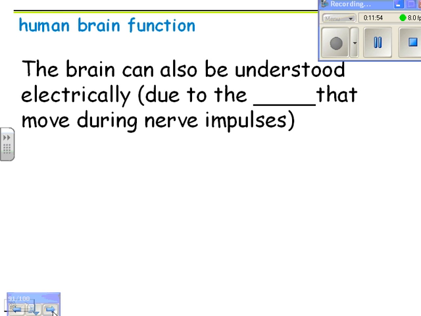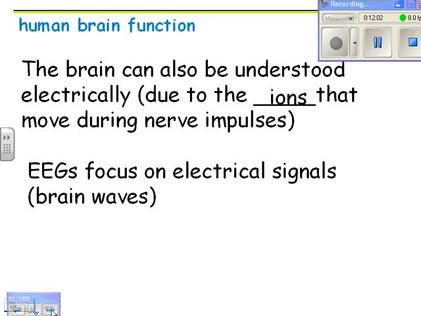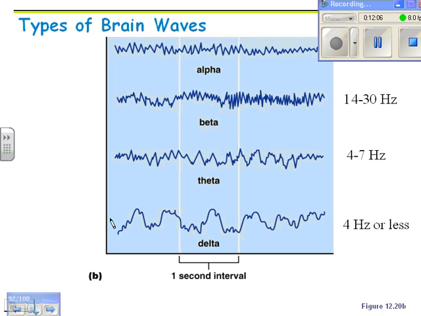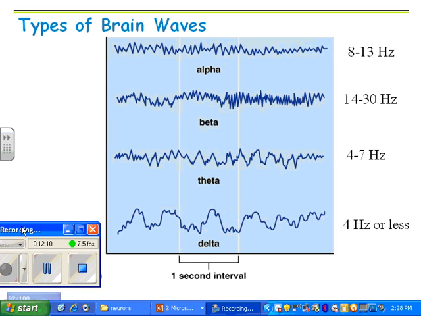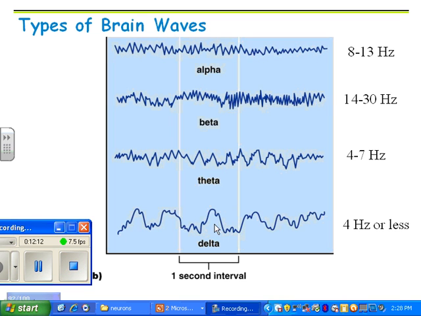Okay, so the brain can also be understood electrically, and this has to do with the ions that move during nerve impulses. And so EEGs can be used to focus on electrical signals, and I think I have a picture of it. So these are some of the electrical signals. This is alpha, beta, theta, delta, and it's actually in messed up order. This is the 4 hertz or less.